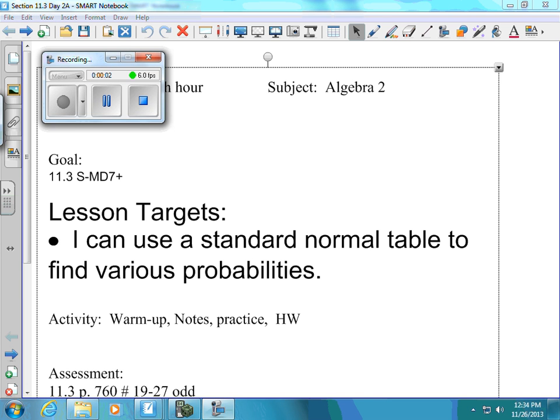Okay, welcome back. So, we're going to continue on in section 3, chapter 11. Our target for today is I can use a standard normal table to find various probabilities, otherwise known as z-scores today.